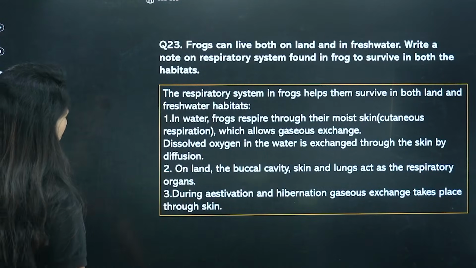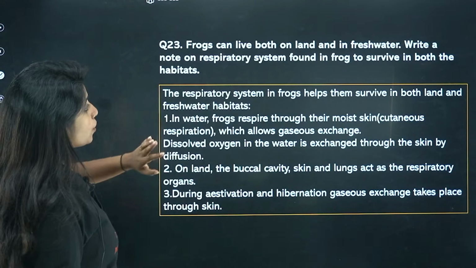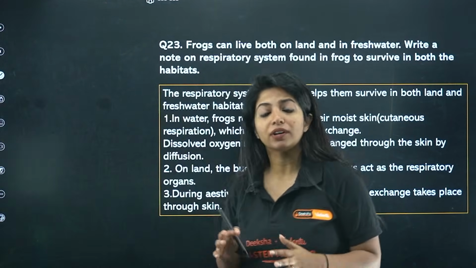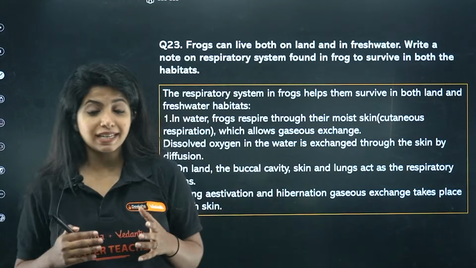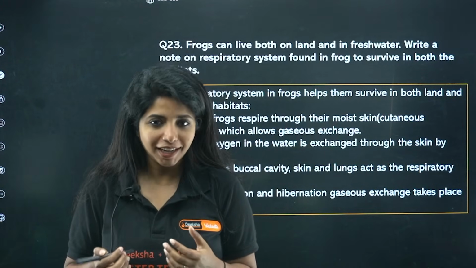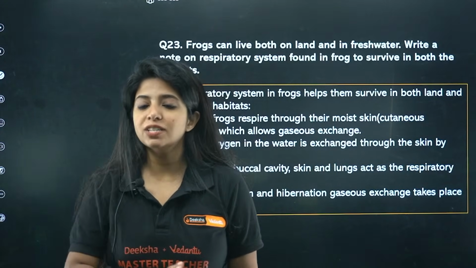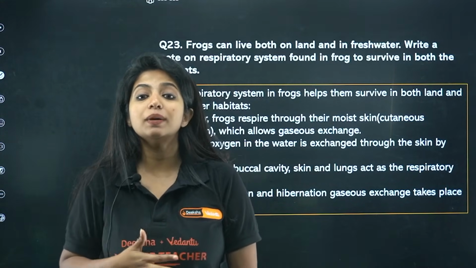Now, next thing: frogs can live both on land and in fresh water. Write a note on the respiratory system found in frog to survive in both of the habitats. So they are amphibians. Amphibians means the organisms that can live both on land as well as water. Now, when they live in water, obviously at that particular condition, lungs are not something that could be supporting you, right? So what do you need for respiration? Something else. And what is that something else? In the case of water or aquatic habitats, it is basically the skin.